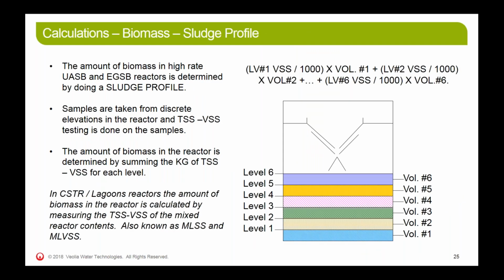How do we know how much sludge is in the reactor? On the high rate systems, we do a sludge profile. In that case, we take samples of biomass from various levels in the reactor, do a TSS, VSS test on that sample, and assume that concentration of sludge is at that level to the level below. And then we add up the kilograms of sludge at each level to give us the total amount of biomass in the reactor. For CSTRs, lagoons, the lower rate reactors, we just measure the TSS and VSS of the mixed liquor suspended solids, which is in the totally mixed system, to give us the amount of sludge in the reactor. And why is that important?